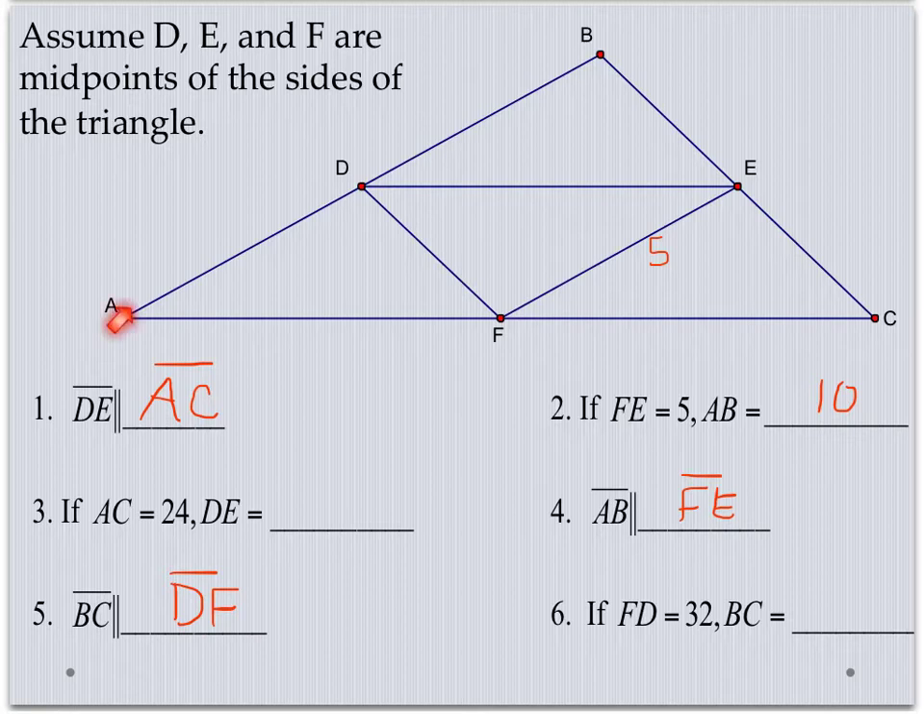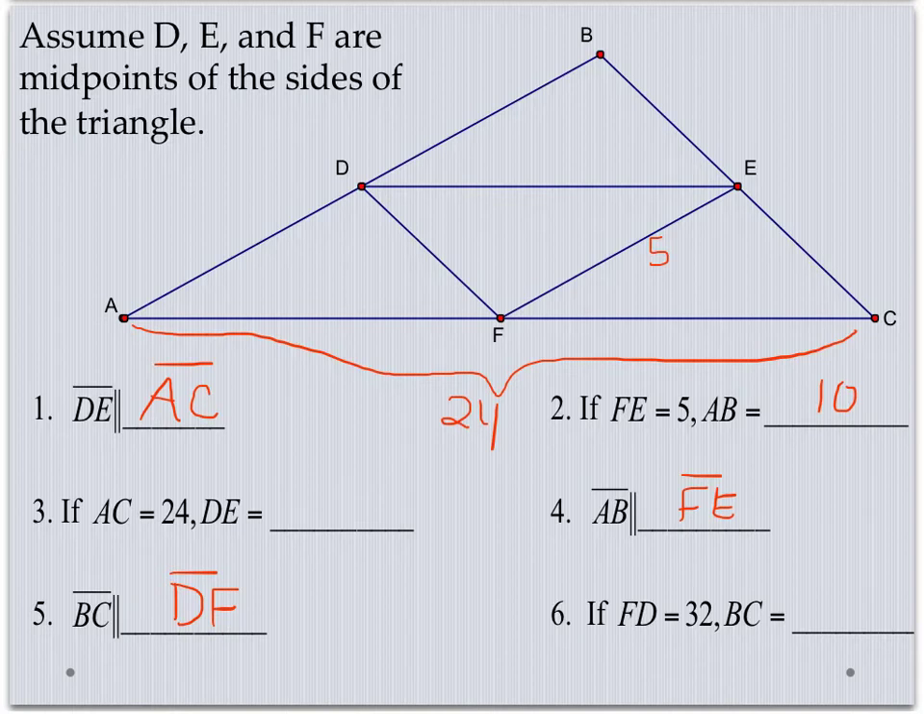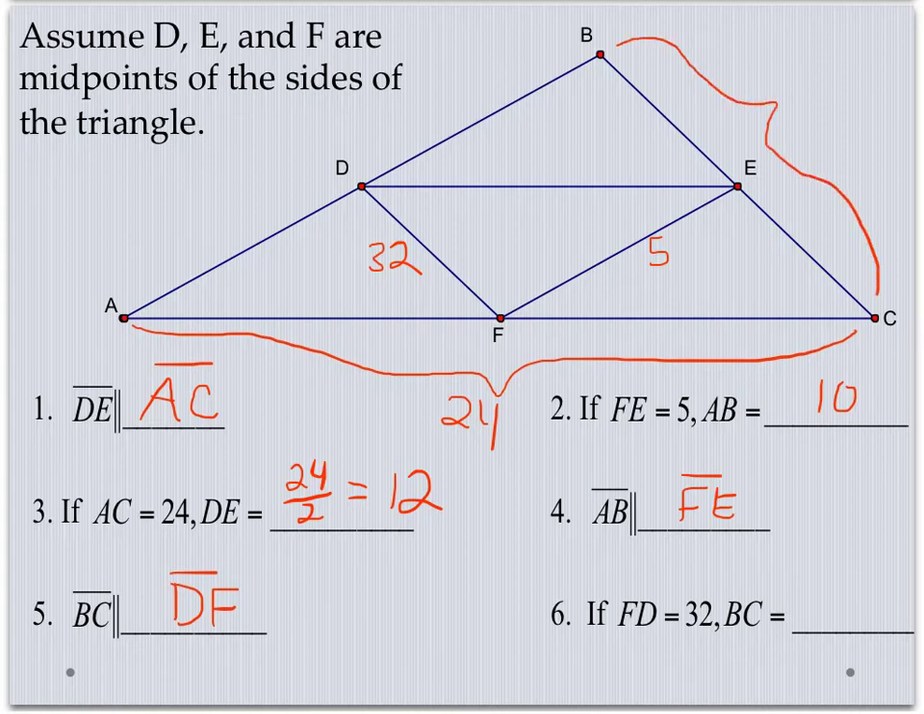AC is 24 in number 3. So AC, this bottom edge here, I'm going to write that right down on my triangle. We have AC, 24. So DE must be half of that. Half of 24, 24 divided by 2, is equal to 12. And then finally in number 6, if FD is 32, that's a midsegment. So this outside segment should be 2 times that. 2 times 32, which is 64.